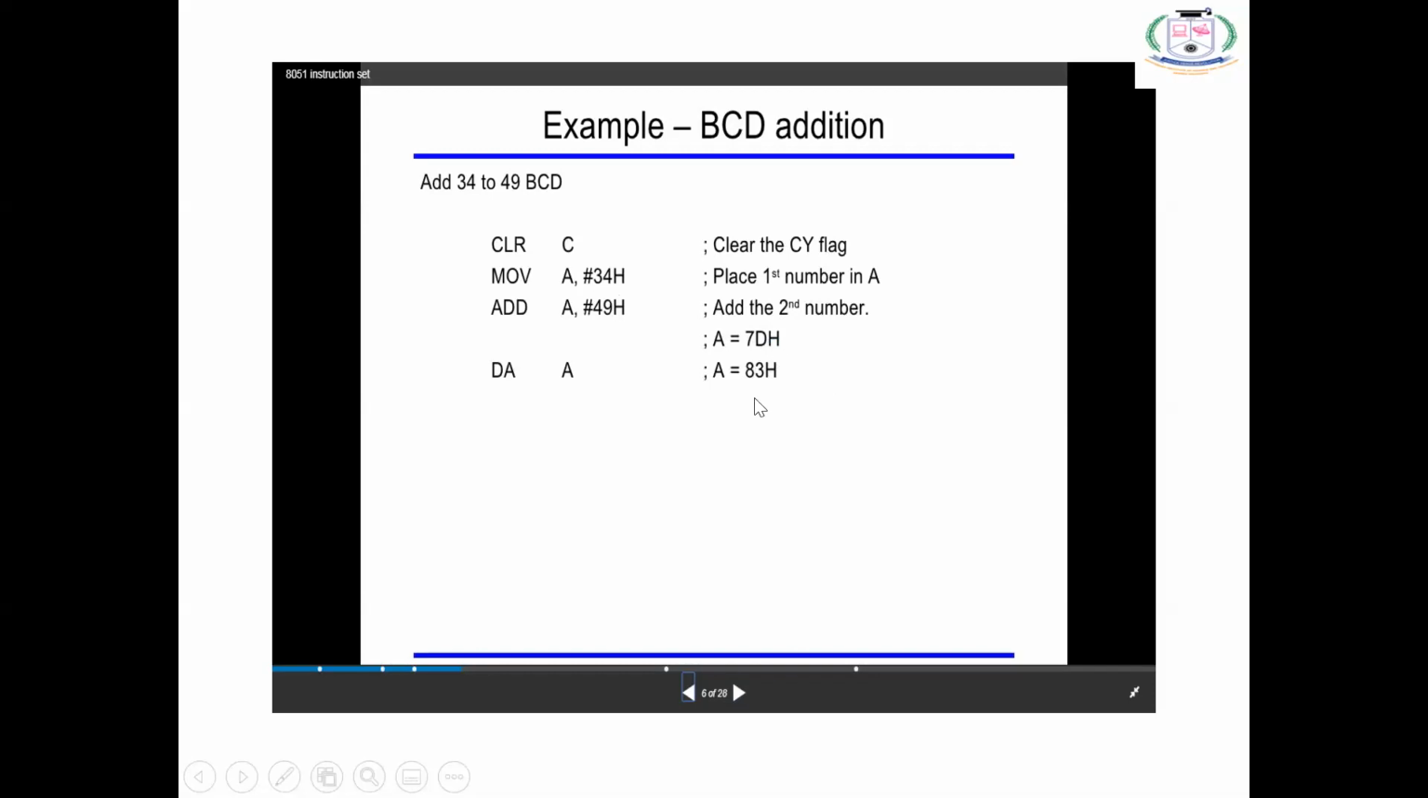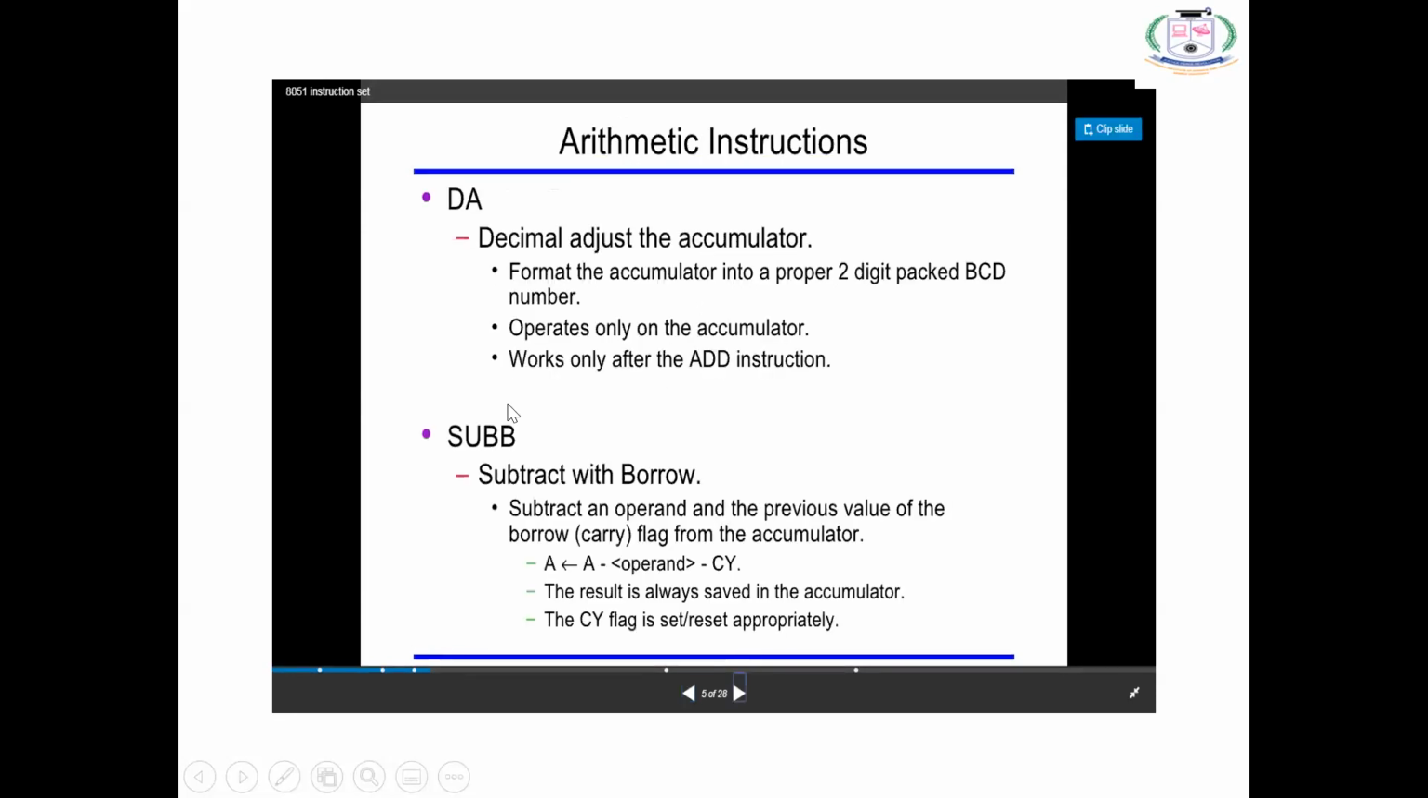Automatically, if the lower nibble is greater than 9, we add 6 to it. If the upper nibble is greater than 9, we add 6 to the upper nibble. That operation is done internally by the microcontroller, and automatically we get 83. Are you clear? So 34 plus 49, normally what we will get is 83 in BCD. But if I use a normal add, I will get it as a hexadecimal value. If I want to get it as binary coded decimal, I will use the instruction DA. So DA is the popular instruction if I want a BCD addition: decimal adjust accumulator.